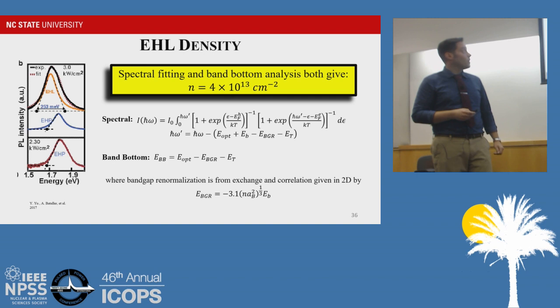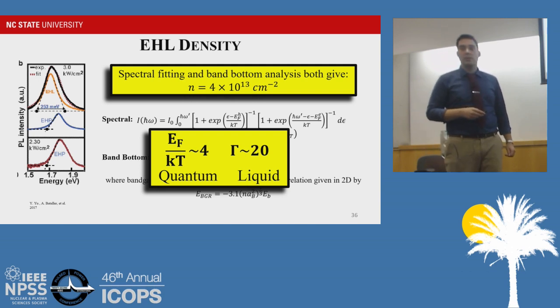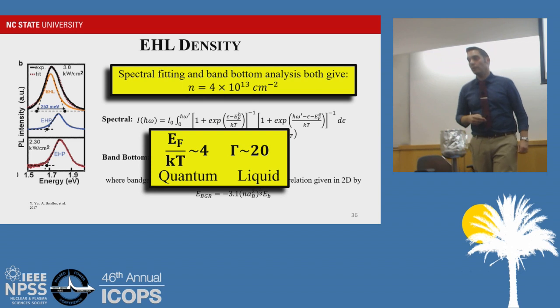And so, looking back on these parameters, the Fermi energy over kT is about 4, therefore it's quantum. And gamma here is about 20, and in 2D, that's expected to be a liquid, a quantum liquid.